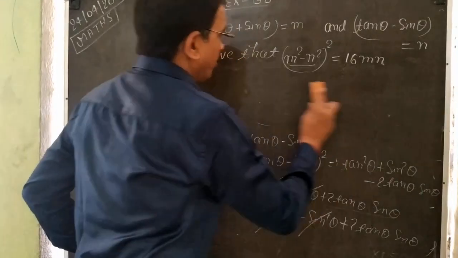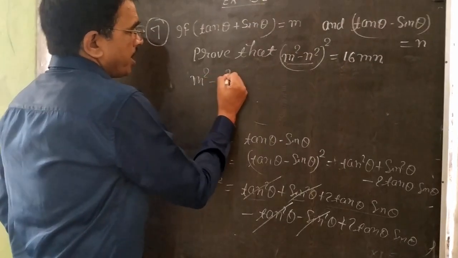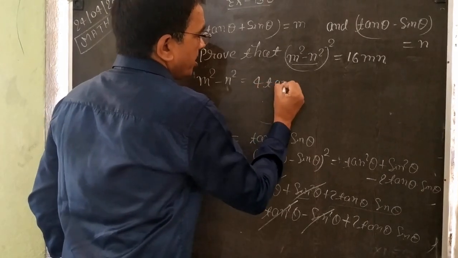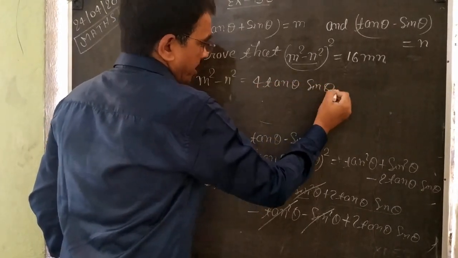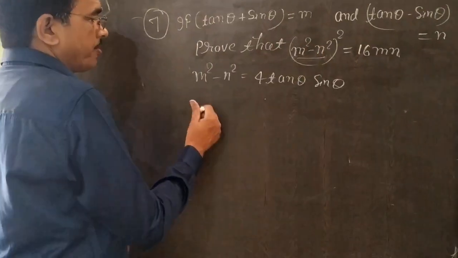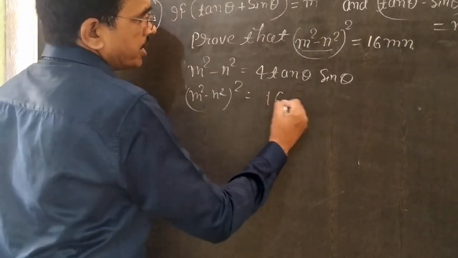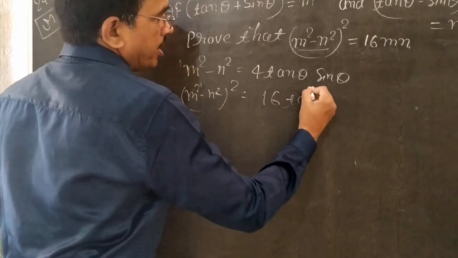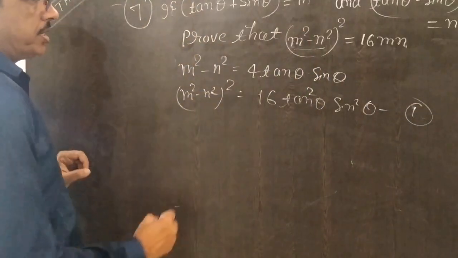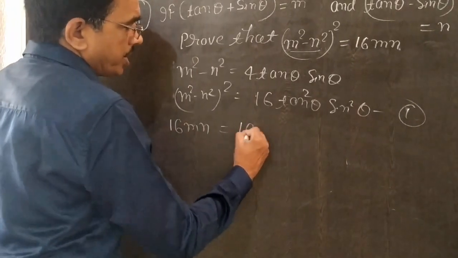So now your m square minus n square is equal to 2 tan theta sin theta plus 2 tan theta sin theta, which is equal to 4 tan theta into sin theta. And after that, squaring them, because your question is squaring them. So squaring, (m square minus n square) whole square, you get 16 tan square theta into sin square theta. It is the first equation and it is the LHS. Now RHS is 16mn. Only substitute the value, then you get 16.